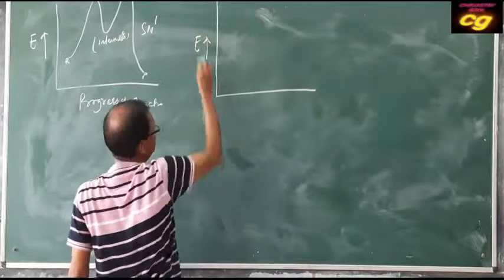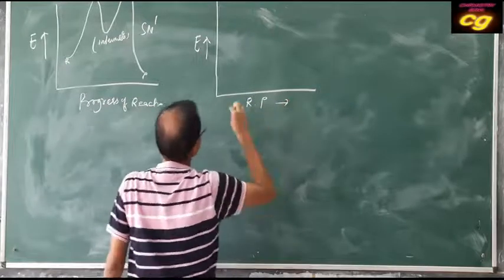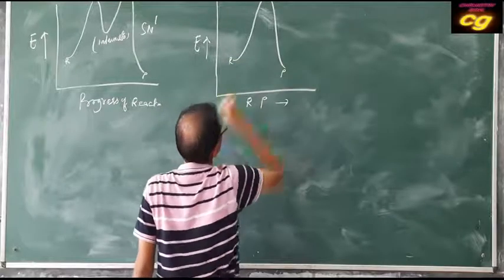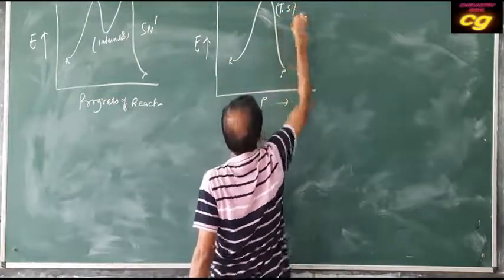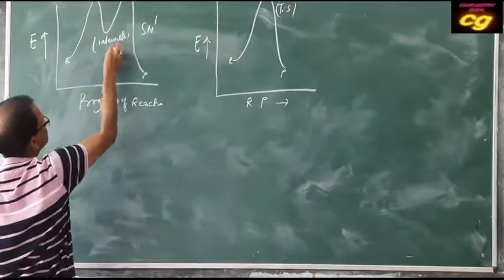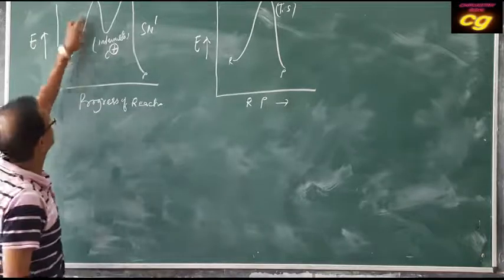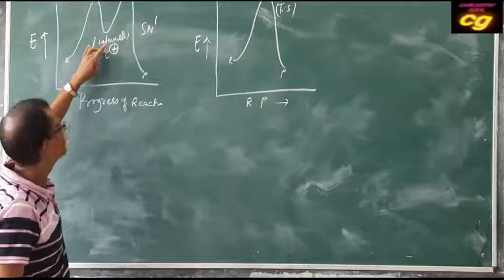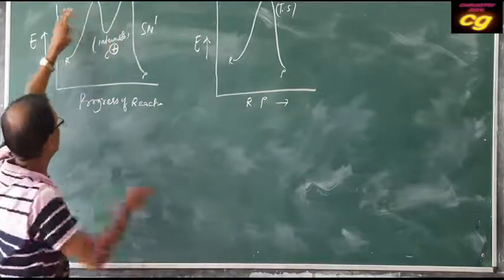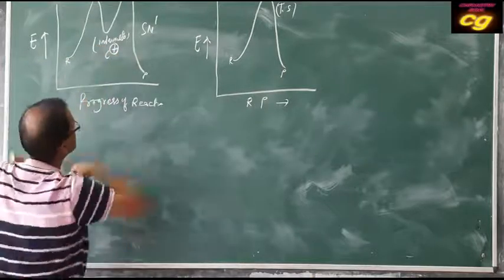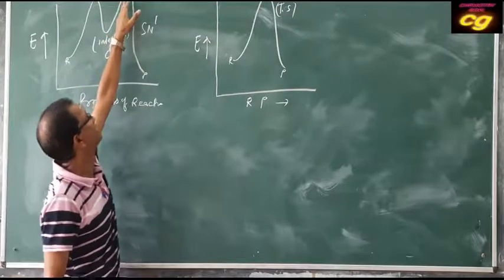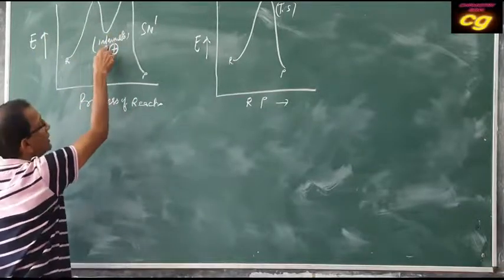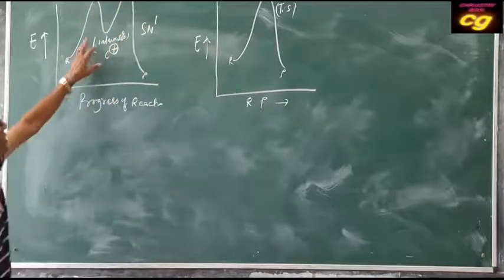But for the SN2 reaction, this is your energy and this is your reaction progress. For the SN2 reaction, it will always be like this. That means there is only a transition state, no intermediate. The intermediate is a carbocation. In SN1 the energy increases, then decreases due to the formation of the carbocation. This is the slow step, the formation of the carbocation. Then the intermediate and the nucleophile attack, with a transition state again. So the first step is breaking of the bond forming the carbocation, then attacking of the nucleophile on the carbocation. Two transition states are involved here, and one intermediate is formed.